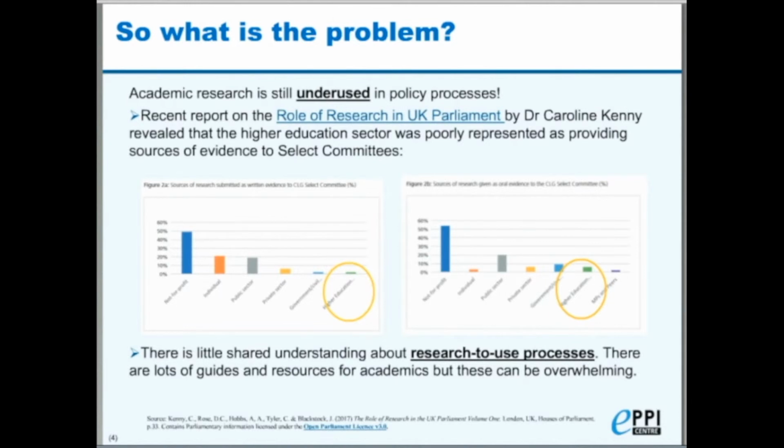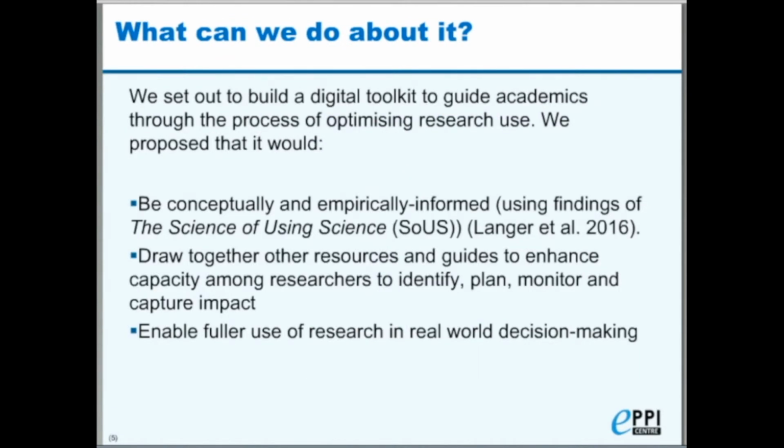So what can we do to address this problem? We set out to build a digital toolkit to guide academics through the process of optimizing research use. And we felt that we were uniquely placed to do this because of EPPI-Centre's expertise in the area of research on research use. Specifically, the research report which was produced in 2016, which looked at what works to increase decision makers' use of evidence, we wanted to base the toolkit on the findings of this particular piece of work.